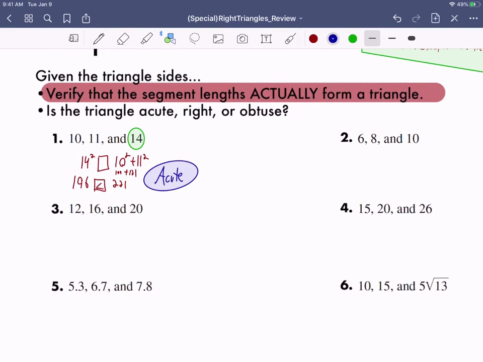I didn't do this earlier, but as with most online videos, you see the problems here. You might want to pause the video and try them on your own, and then you can speed through and see how you did. All right, so hit pause now.